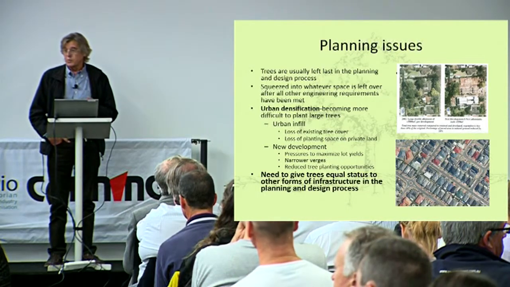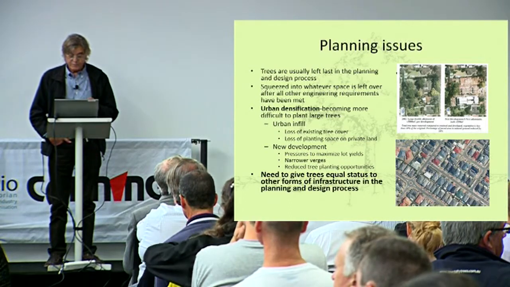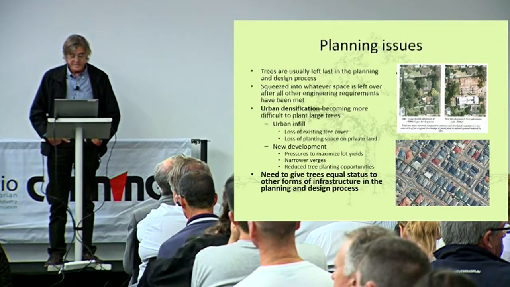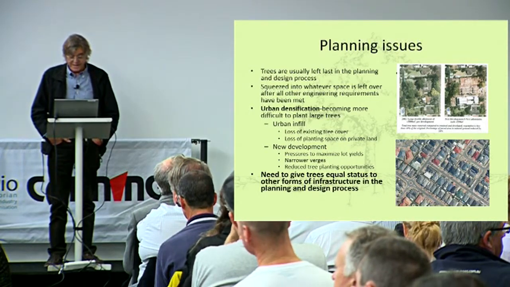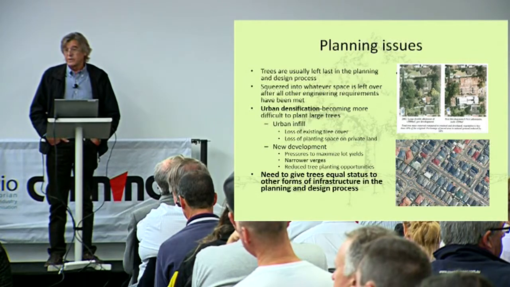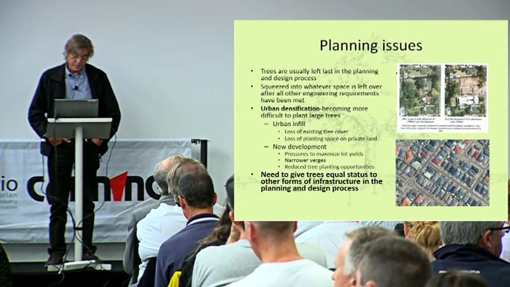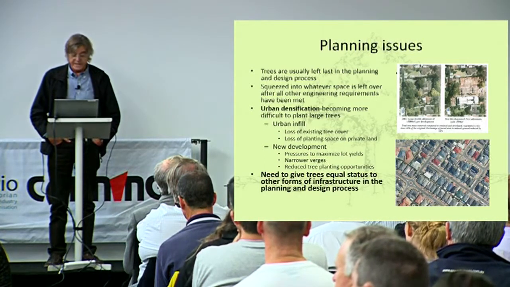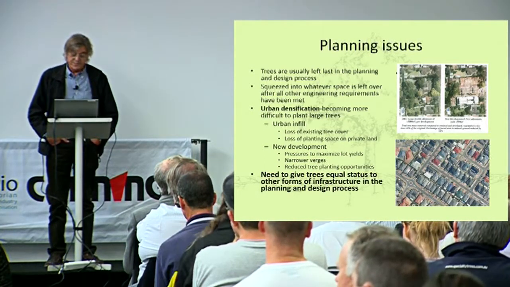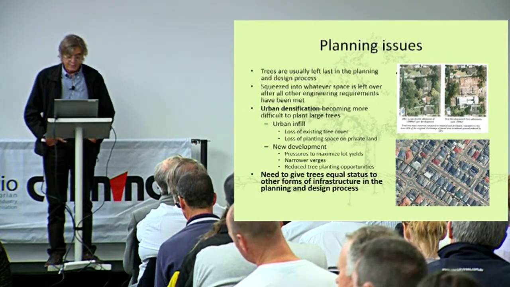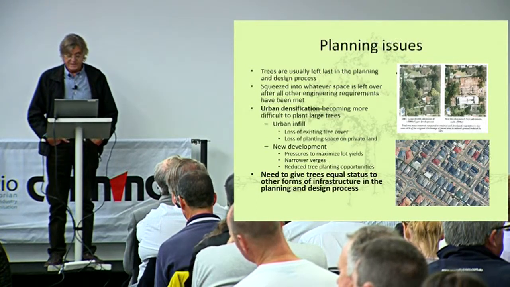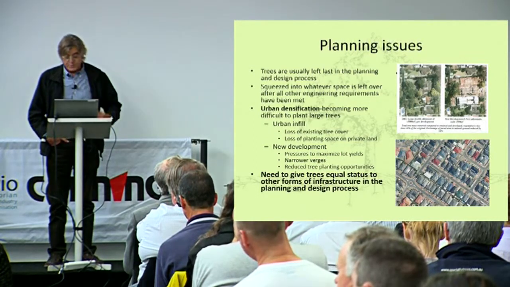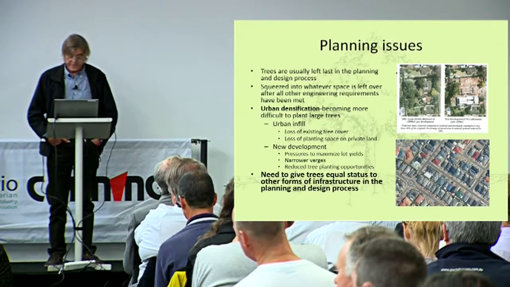These problems are becoming worse now with urban densification. It's becoming more and more harder to plant trees, especially large trees. We've got urban infill. I'm from Adelaide. We have a lot of 2-for-1 subdivisions. You lose existing tree cover, and you lose planting space on private land. With new development, there's always that pressure to maximise lot yields, which leads to narrow verges and reduced tree planting opportunities. So I think we really need to give trees equal status to other forms of infrastructure when we're planning and designing cities.